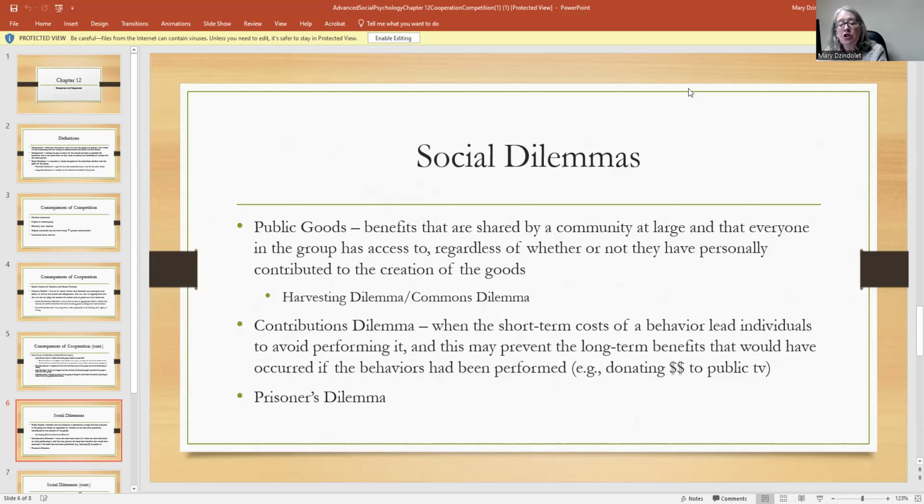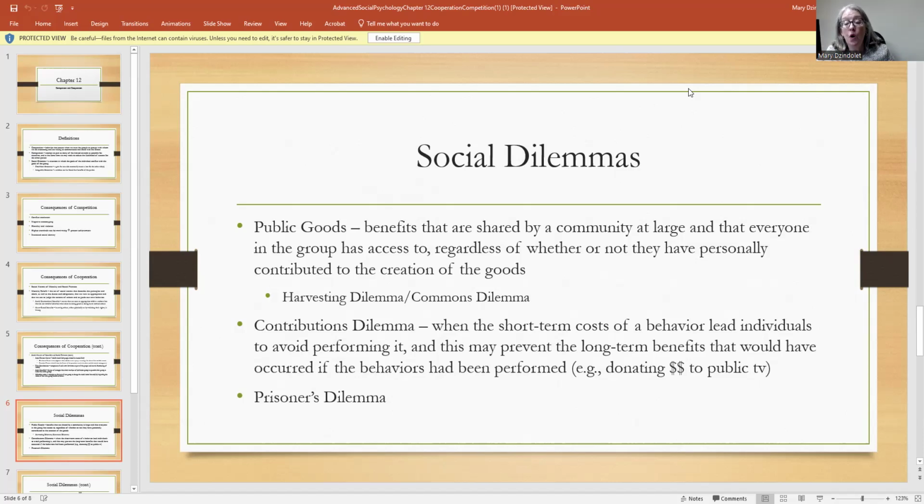This is where the benefits are shared by a community at large, and everyone in the group has access to them, regardless of whether or not they have personally contributed to the creation of the goods. It's given this name, public goods. Sometimes it's called the commons dilemma, because back in Europe a long time ago, each city would have a common area for agriculture. If you could get your cows and sheep and horses to eat the grass on the commons, it was to your advantage, because that was less grass you would have to find and feed your cattle.